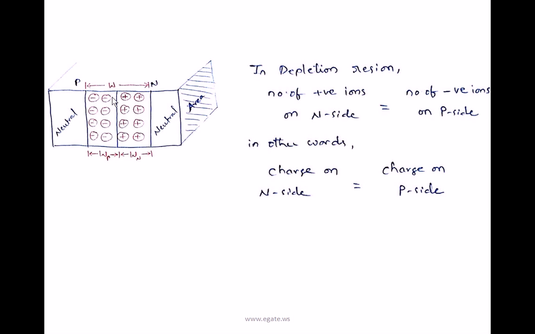Charge on the N side is nothing but this total block. Only in this depletion region are positive ions present, and the other region, the N-type semiconductor, which is an extrinsic semiconductor, is electrically neutral. So the total charge is nothing but the charge in the depletion region only. Similarly, the total charge on the P side is the charge in the depletion region of the P side. So both statements are the same: charge on the N side is equal to charge on the P side.